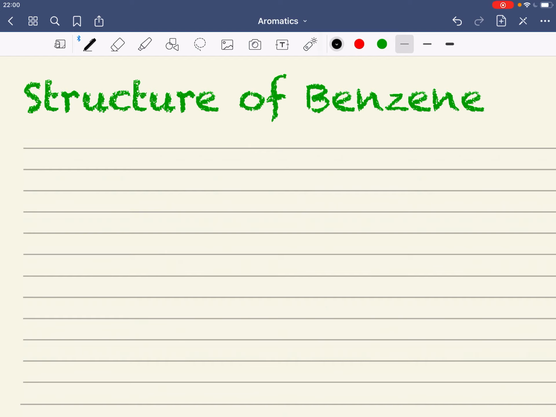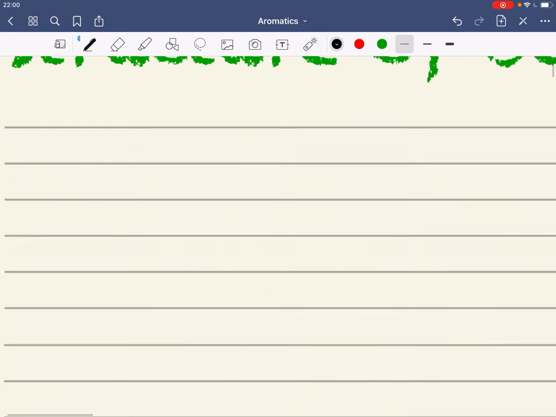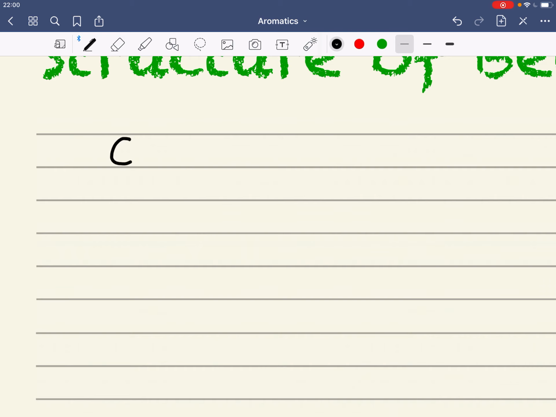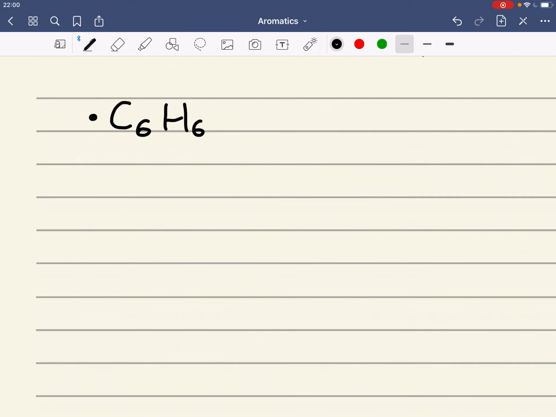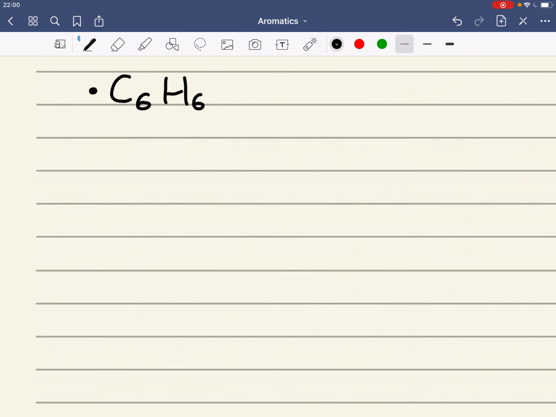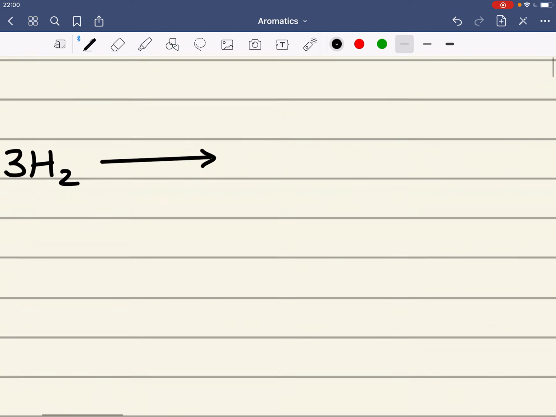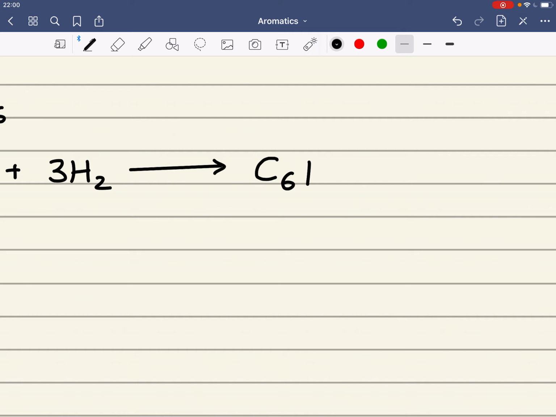Here we're going to have a look at the structure of benzene, and benzene has the molecular formula C6H6, but it took some time for scientists to figure out what the structure of benzene was. The first thing they did was react this compound C6H6 with hydrogen, and benzene reacts with hydrogen in the following way to produce cyclohexane.